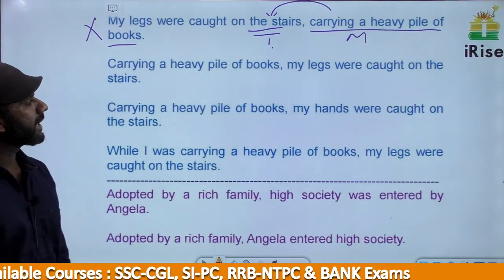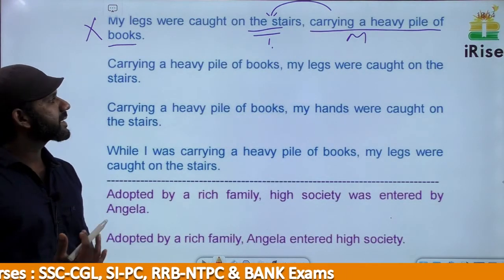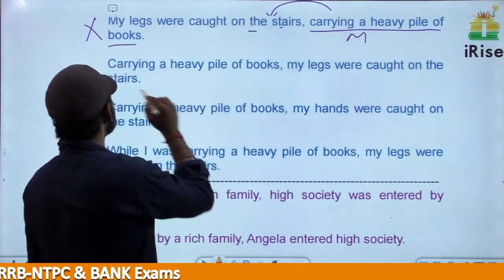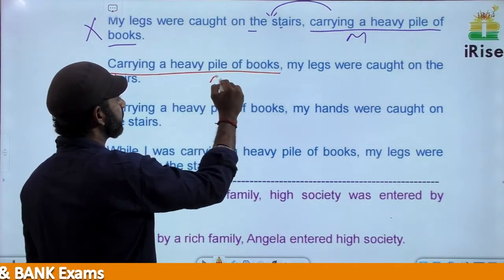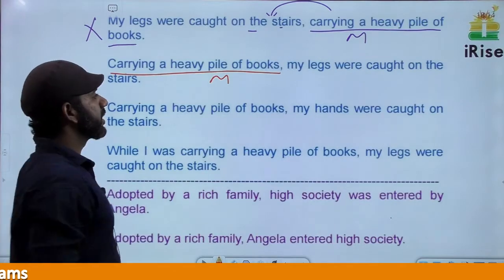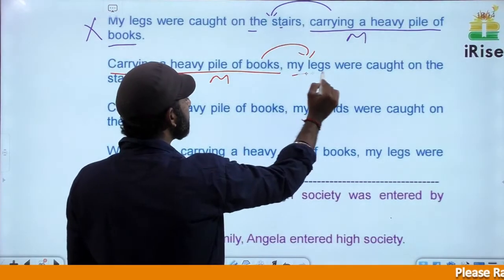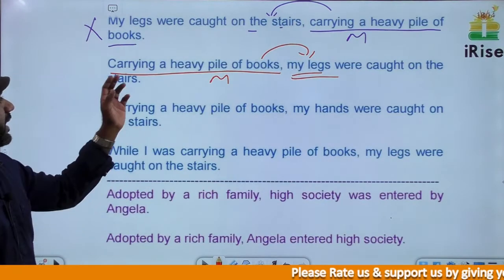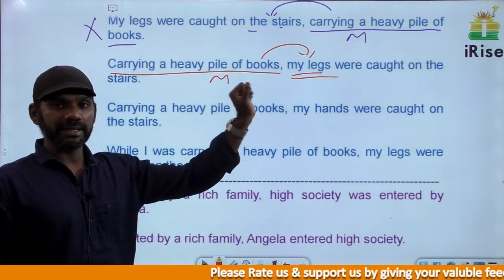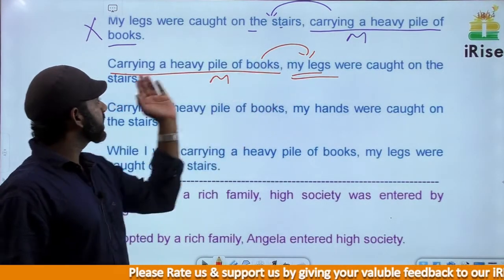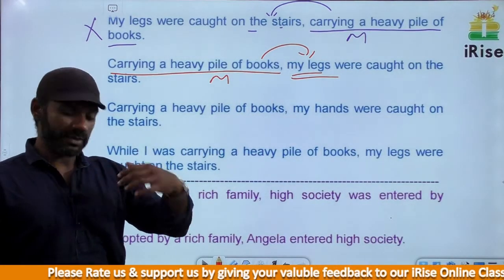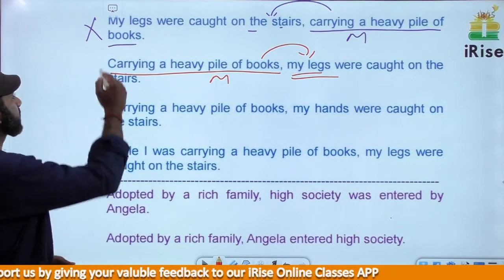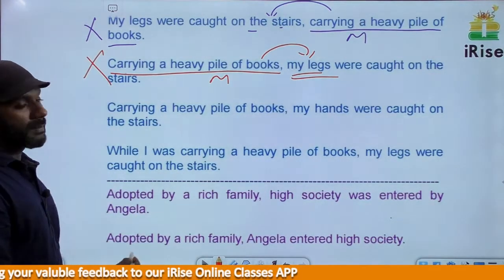Carrying a heavy pile of books, my legs were caught on the stairs. The modifier here is "carrying a heavy pile of books." The modifier comes very close to my legs, so it is modifying my legs. "Carrying a heavy pile of books, my legs" means my legs were carrying a heavy pile of books. Do my legs carry a heavy pile of books? No. Does not make sense. Eliminate it. Come to the third one.